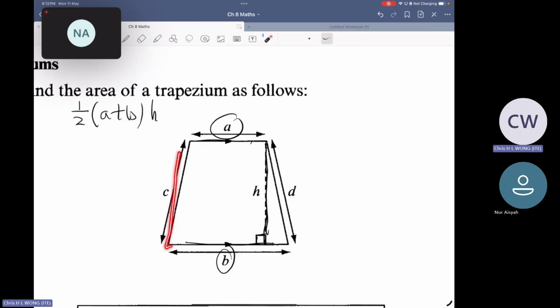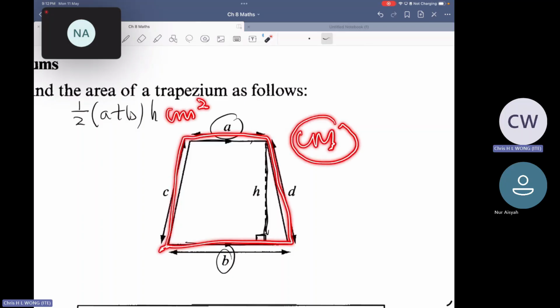So only here, here, here, here. Perimeter is in cm. Perimeter is cm. This is cm square. Perimeter is cm only.